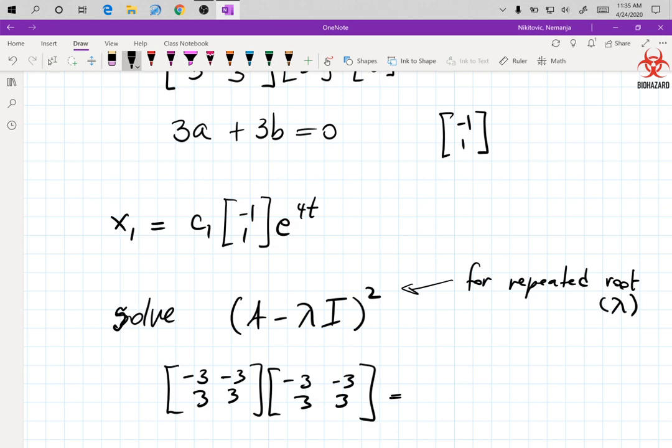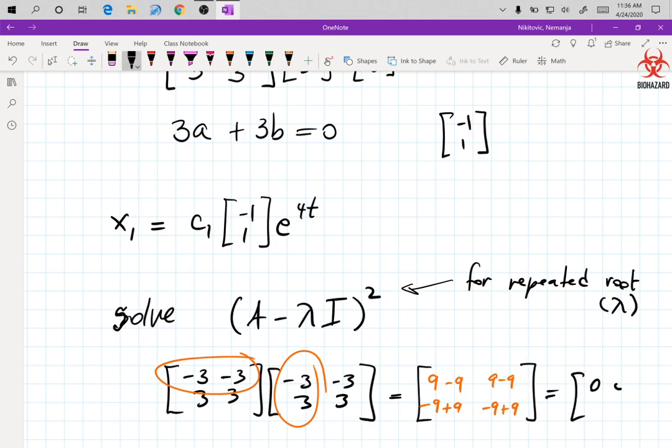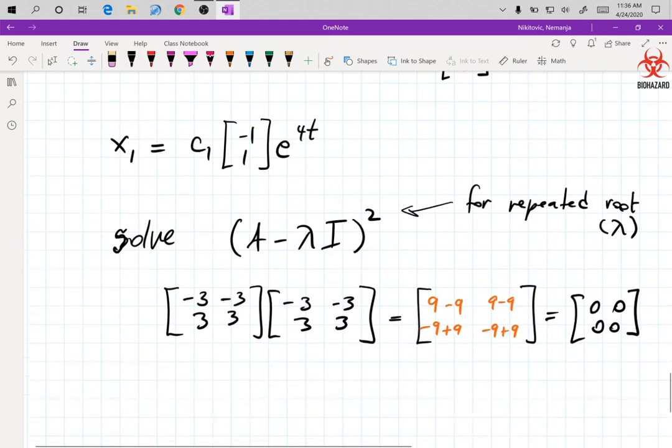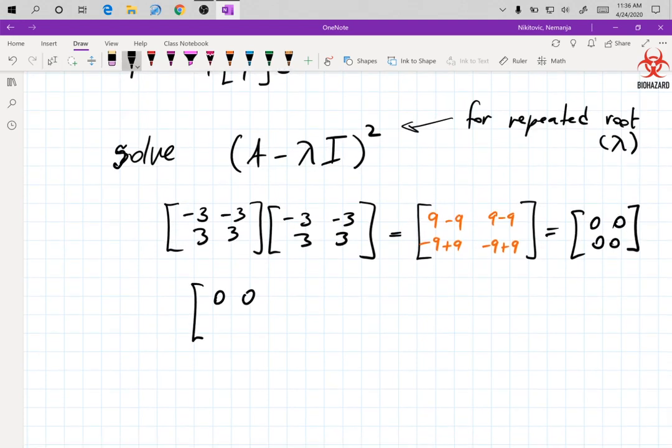And now what do I get? When I do the multiplication, we take the row and the column. So that's going to be 9 minus 9, this is 9 minus 9, this is -9 plus 9, -9 plus 9. That's a basic matrix multiplication we did. We end up with a 0, 0, 0, 0 matrix. Alright, so now we use the 0, 0, 0, 0 matrix times a and b to get 0, 0.